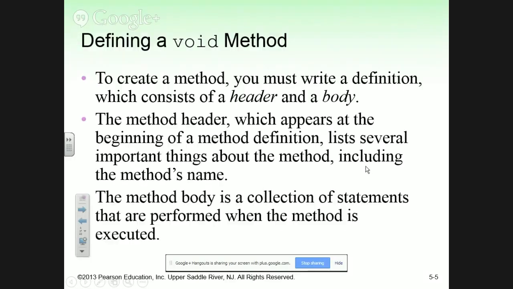To define a method, we need to have a header and a body. The header tells us the name of the method. It tells us what arguments the method is expecting and what it's going to return. And then the body of the method is the code that makes the method do something. It contains the actions that the method will execute.